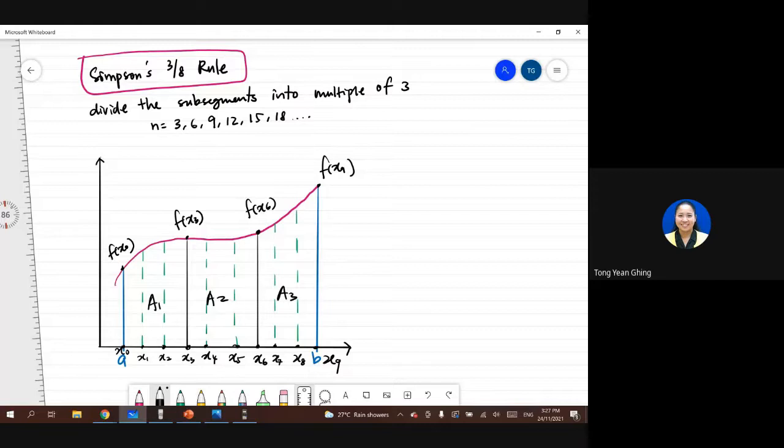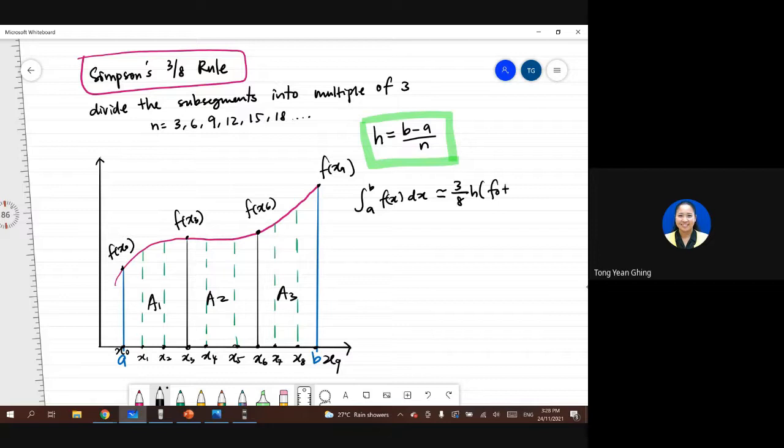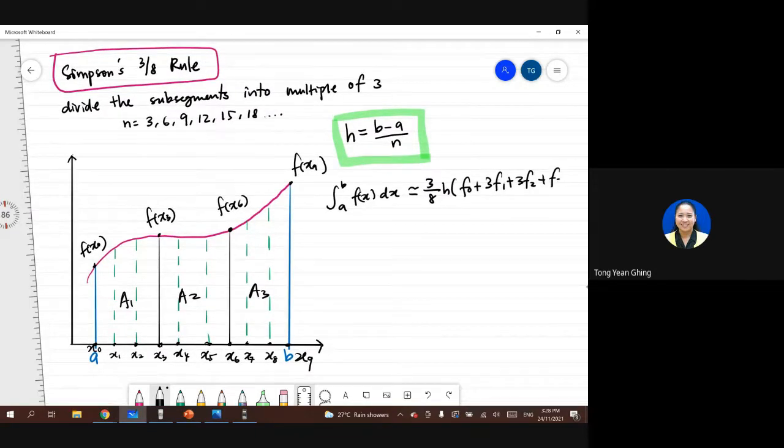Okay, so if here this one, when you want to find the h, same equation, b minus a divided by the n, where the n have to be in the multiplication of 3. Okay, so kalau lah ikut, let's say for the Simpson's 3/8 rule, the formula will be 3 over 8h times with f0 plus with 3f1 plus with 3f2 plus with f3. Macam ni.